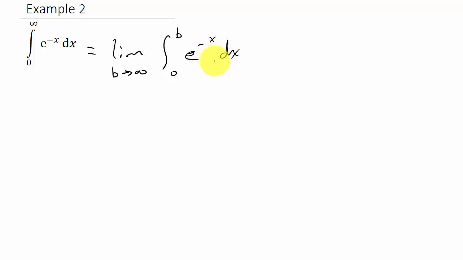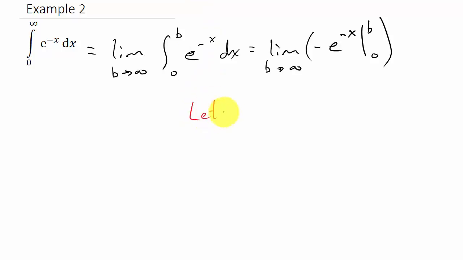Now let's integrate this. We get the limit as b goes to infinity, and the antiderivative of this would be negative e to the negative x, from 0 to b. You could use u substitution: let u equal negative x, and then du would be negative dx. I'm not going to go over it because you should be able to do that by now.